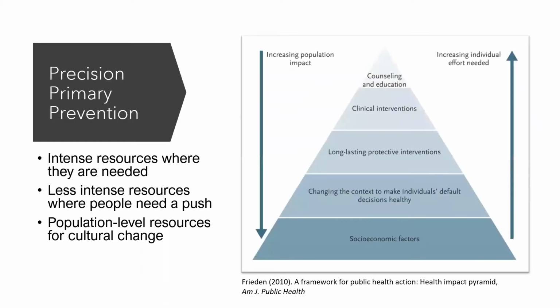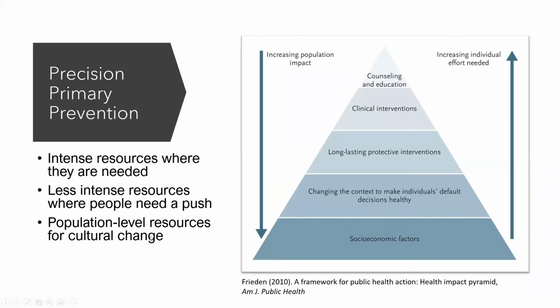So where we're going with this is an understanding that we all have to be smarter with our resources, both at the level of the community and at the level of the state. And that has led to a big movement within public health as well as in other sectors called precision primary prevention. The idea behind this is that we need to put intense resources where they are most needed, not where they're not needed, and less intense resources just where people need a push. But in order to do that, we need to understand what that looks like across communities.